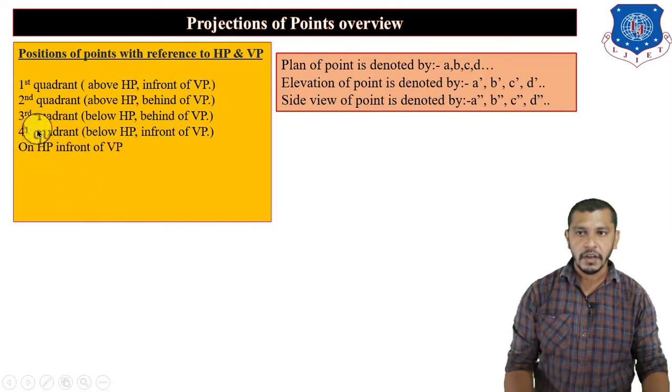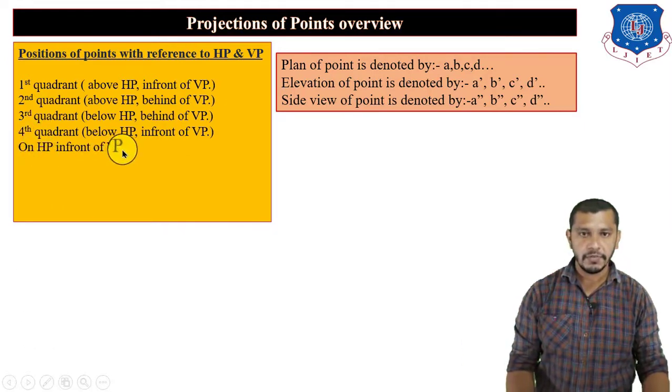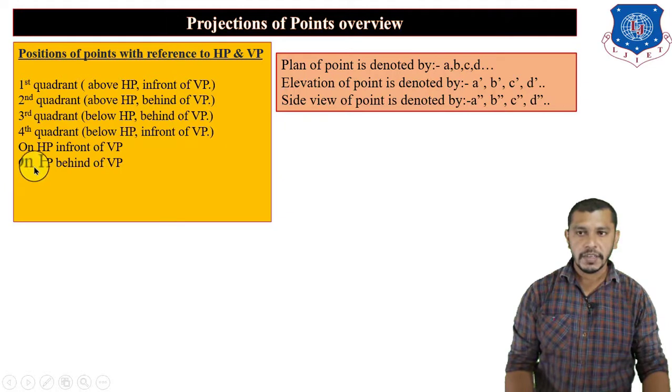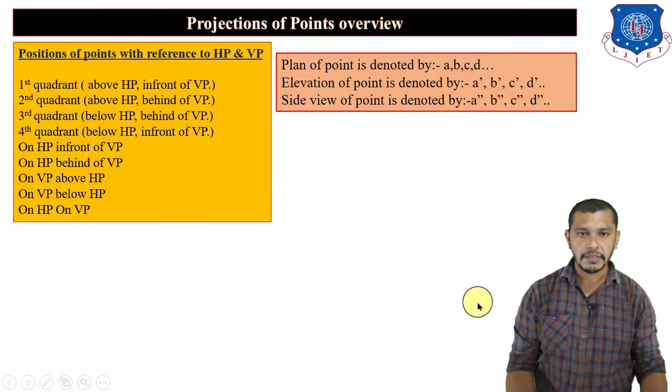Then after, a point is on HP in front of VP. Point is given on HP behind VP. Point on VP above HP. Point on VP below HP, and the last, the ninth position, is the point on HP and on VP. So on the basis of these different positions given for projection of points, we will get the plan and elevation of the point with reference to the XY reference line.